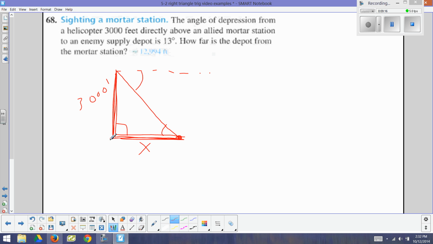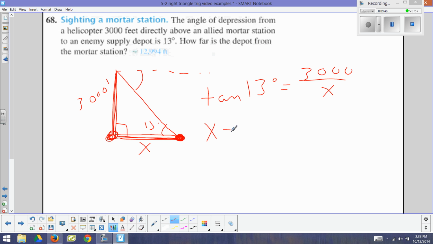Okay. So here was my mortar station, the Allied mortar station. Right over here was my enemy supply. They want to know that distance there. Angle that I know, 13 degrees. Opposite side that I know, 3,000 feet. An adjacent side I want to find, so I need to use tangent. So the tangent of 13 degrees is equal to the opposite over the adjacent.